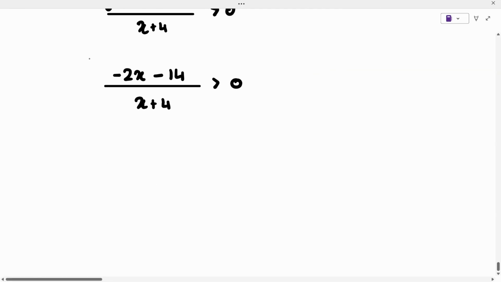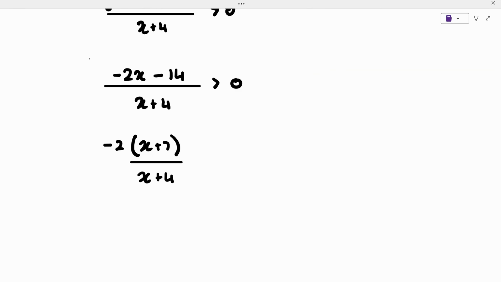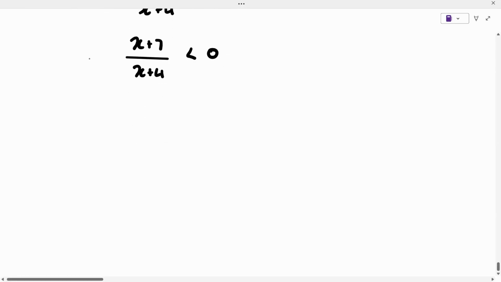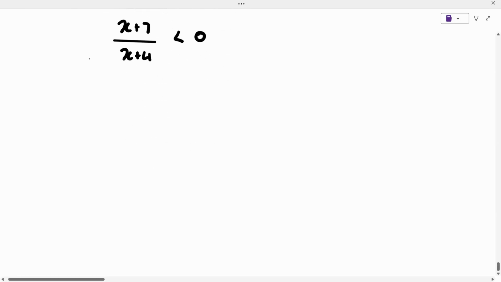We could divide throughout by minus 2, or let's factor it out: x plus 7 over x plus 4 greater than 0. And now we divide throughout, flip the sign. That minus 2 is our constant, right? So we could divide that out and make things easier for us. So how do we solve an inequality that looks like this?